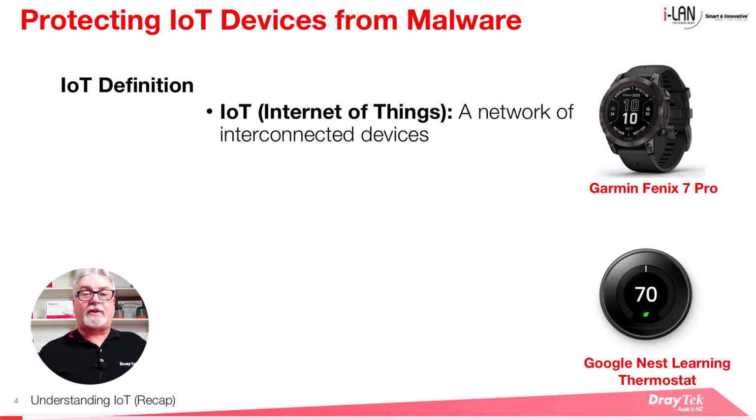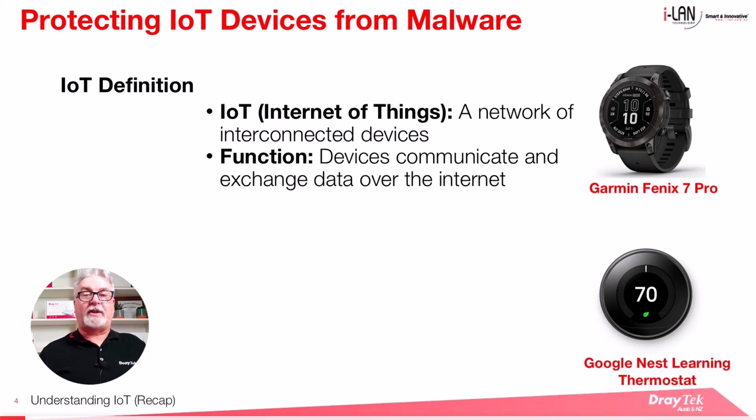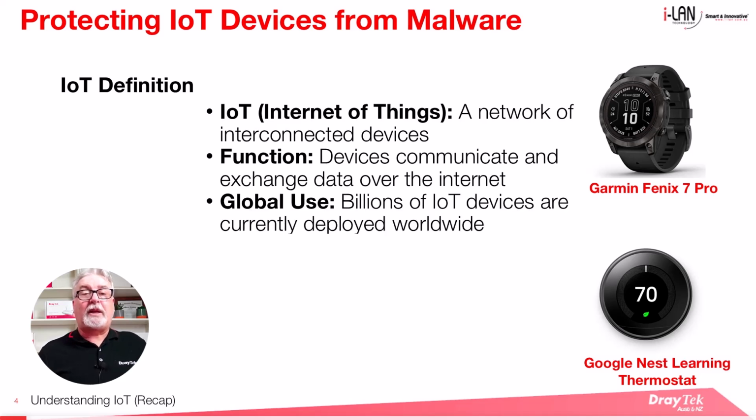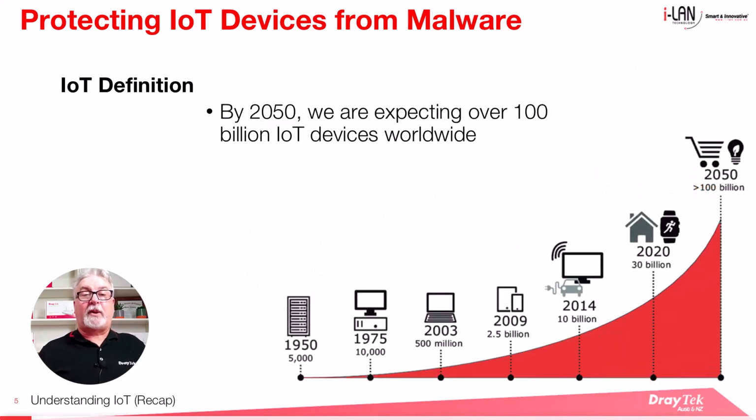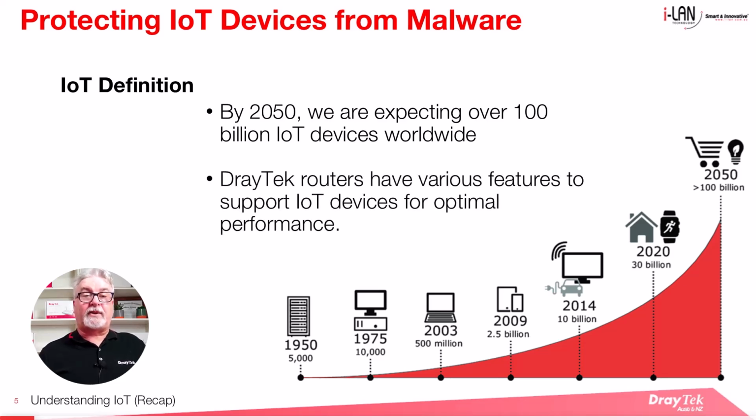IoT, or the Internet of Things, refers to a vast network of interconnected devices that communicate and exchange data with each other over the Internet. Today, there are billions of IoT devices deployed worldwide, with projections estimating that this number will continue to skyrocket in the coming years. By 2050, we're expecting over 100 billion IoT devices worldwide. DrayTek routers can connect IoT devices either wired or wirelessly and have additional settings like VLAN, QoS, VPN, high availability and load balancing, which are important features that can integrate IoT devices for optimal performance.